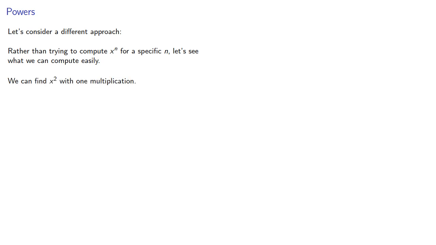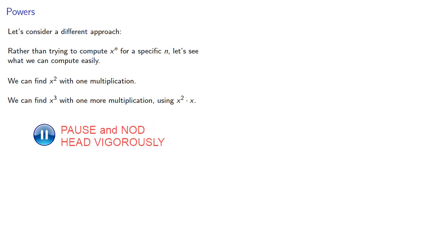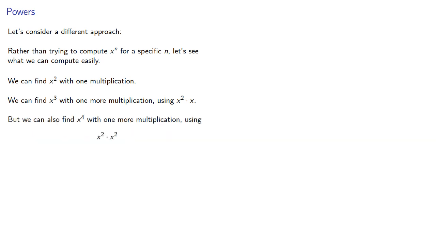Let's consider a different approach. Rather than trying to compute x to the n for a specific n, let's see what we can find easily. We can find x squared with one multiplication. We can find x cubed with one more multiplication using x squared times x. But we can also find x to the fourth with one more multiplication using x squared times x squared.